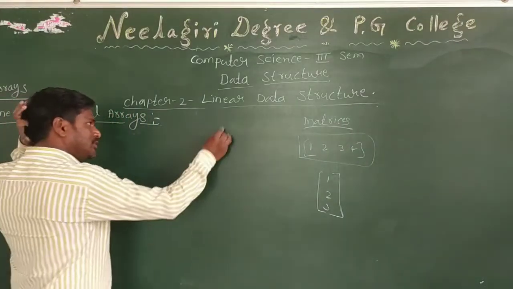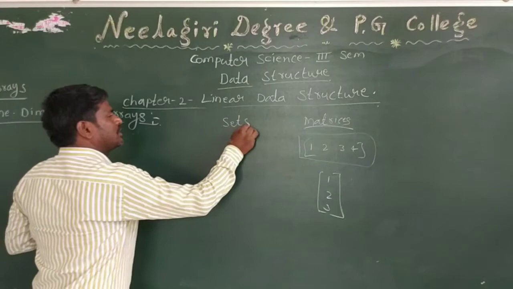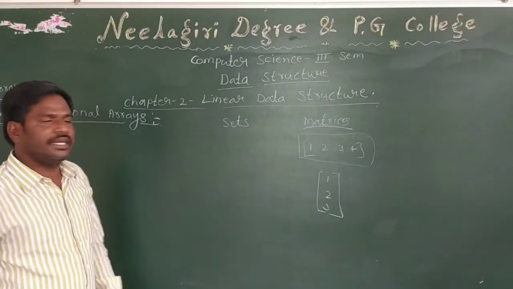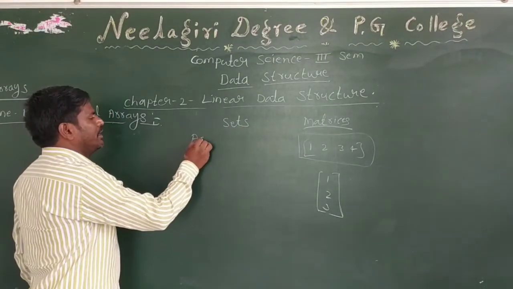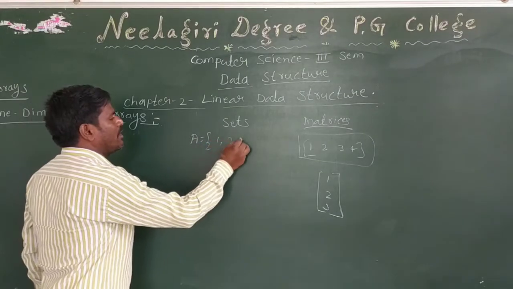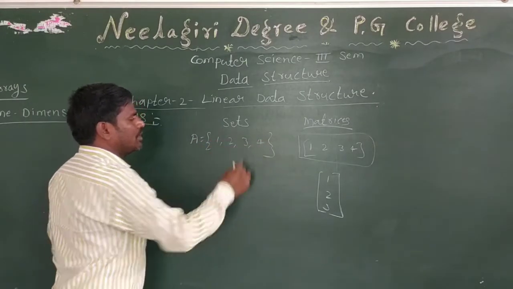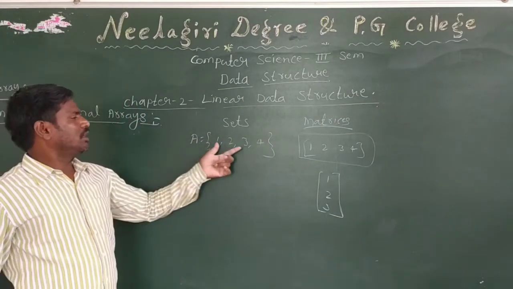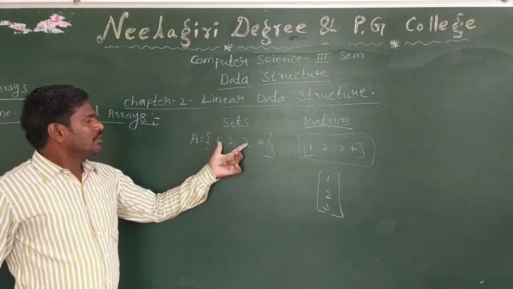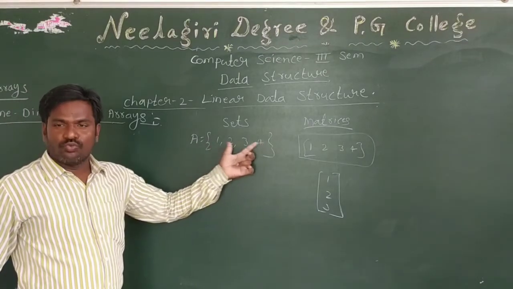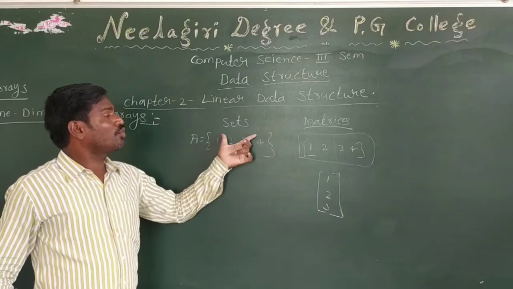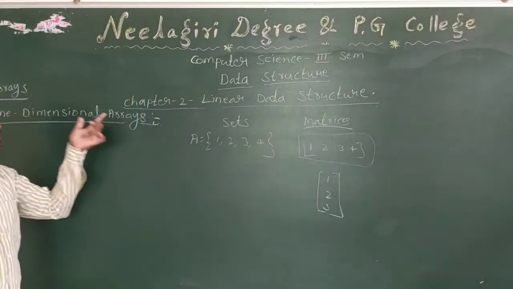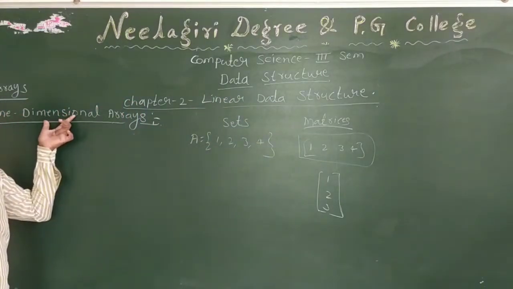Not only matrices, we already know the concept of sets. What is a set? There is a set, and there is a set of elements in it. Generally you can say a row of elements. There is only one row. So to store only one row of values, we use a one-dimensional array.